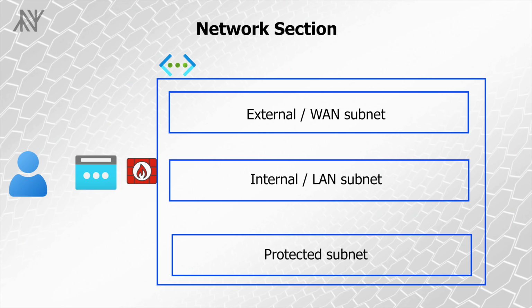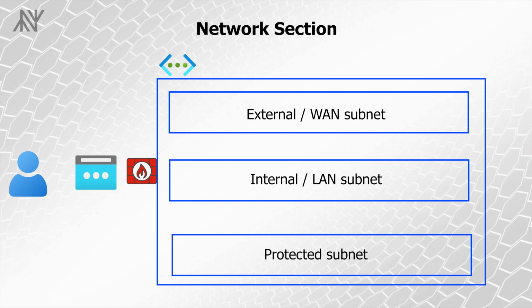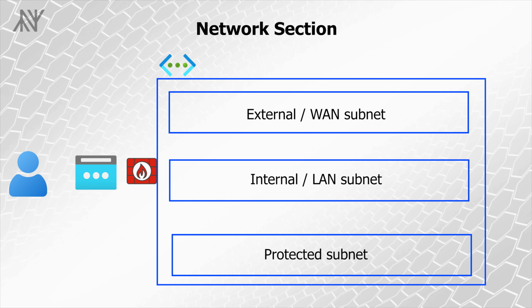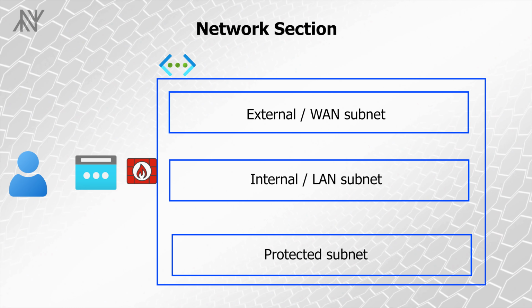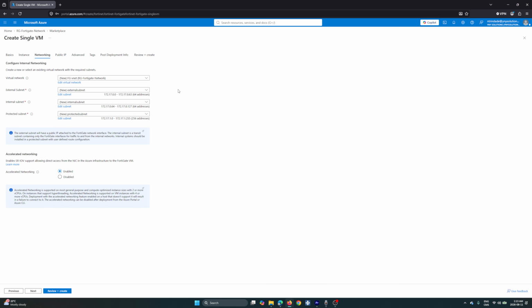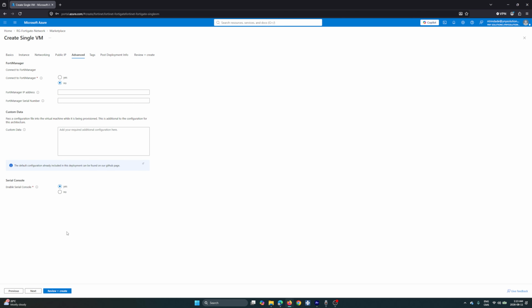Now on the network section, it's important to understand that when we first deploy our Fortigate on Azure, we can create a virtual network with 3 subnets. An external one for the internet facing side of Fortigate, an internal one for private traffic between Fortigate and Azure resources, and a protected one. As we can see in the network section, we are creating the network and the subnets. We are going to need a public IP address as well to access it via the internet. We don't need to change anything in advance. We can just click next until review.